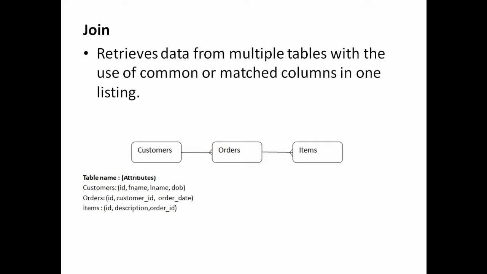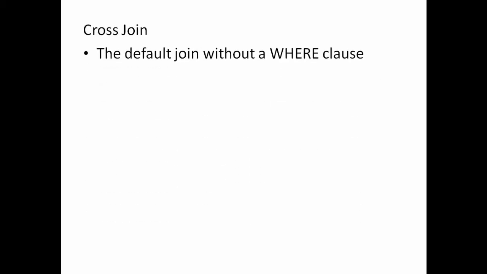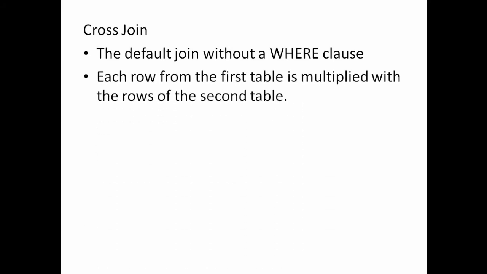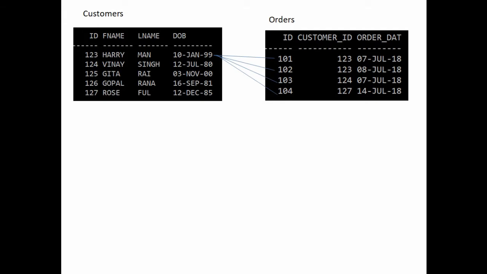So now let's start with a cross join. The default join without a where clause is a cross join. In this join, each row from the first table is multiplied with the rows of the second table. Now, considering the same ERD which I showed you earlier, let's take only two of them, the customers table and orders table. When we perform the cross join between the customers and orders table, as I said earlier, all the rows from the customers will get multiplied with all the rows from the orders table.